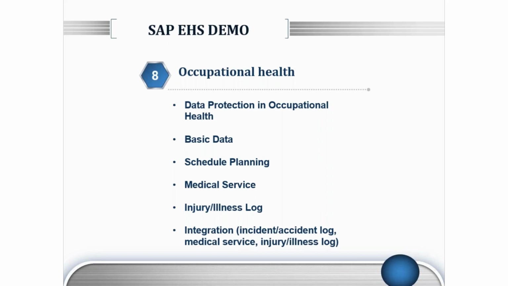You can fix an appointment with the doctor for a medical checkup, and you can send an invitation to the employee asking him to report for the medical checkup on a particular date and time. Once he accepts that invitation, he will go to the medical checkup and complete it. We are going to see that in schedule planning: creating an appointment for a medical checkup, asking the employee to go, sending him an invitation, and also you can create something known as a medical service.